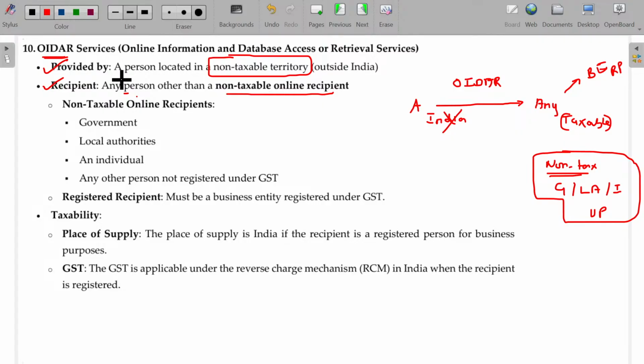Who is called a non-taxable online recipient? Government, local authority, an individual, or any unregistered person. And finally, who is called a registered recipient? The person who is registered under GST will be called a registered recipient. If he receives, then RCM basis will be applicable.